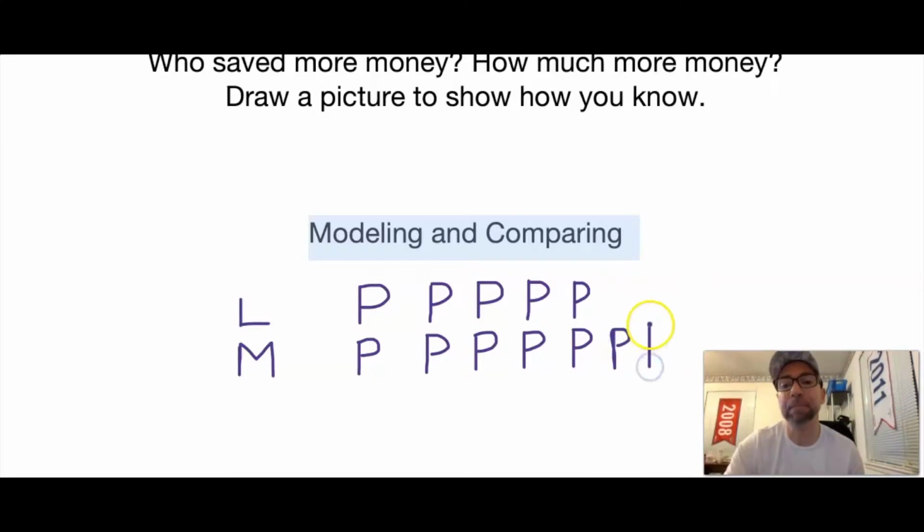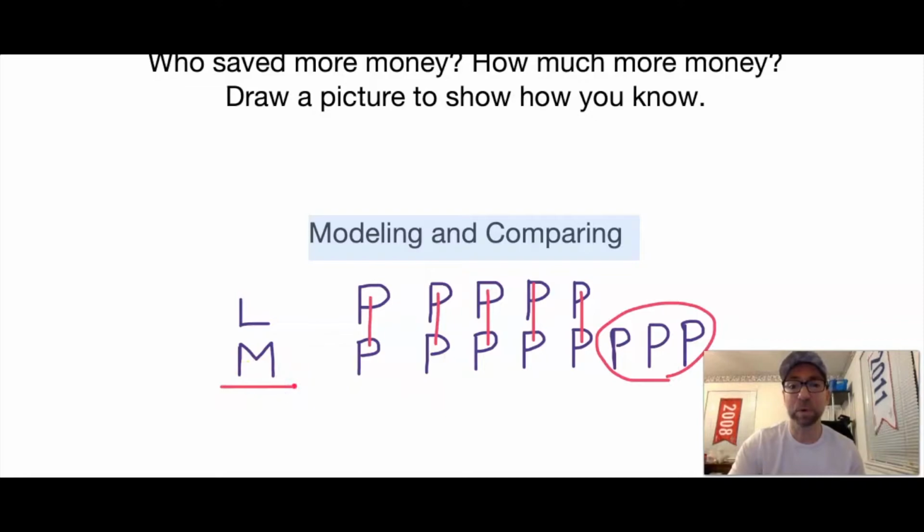There they are. Now, if I want to find out who has more pennies, well, I'm going to match up my pennies. I'm going to make some dance partners, as I like to say. Well, this penny from Mary goes with that penny from Lou. These pennies match up, one from Mary, one from Lou. Those pennies, and those pennies. Who has more? Well, look at this. Mary has more pennies.